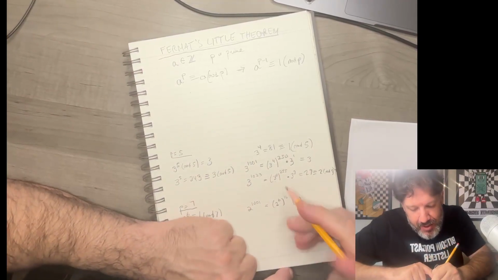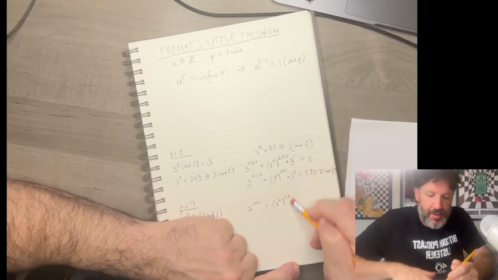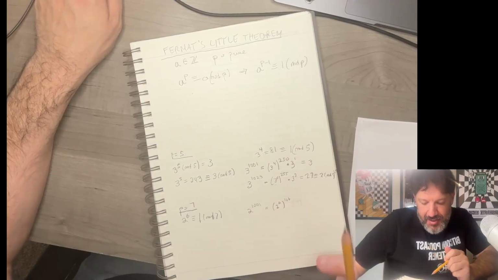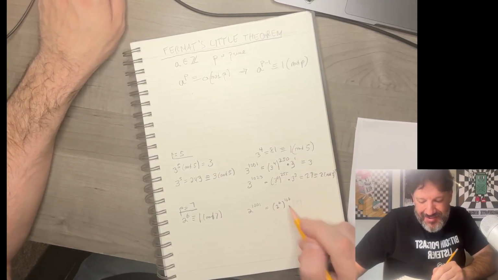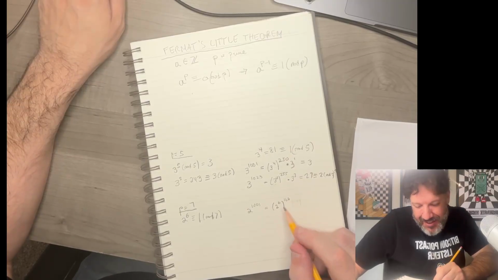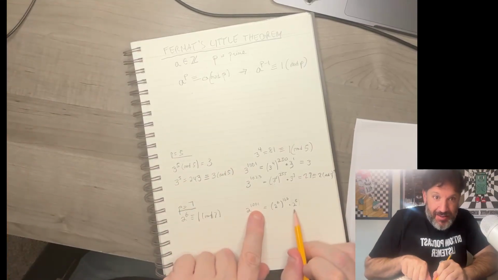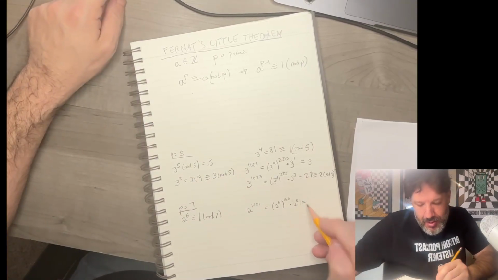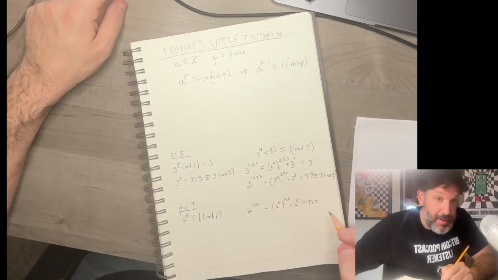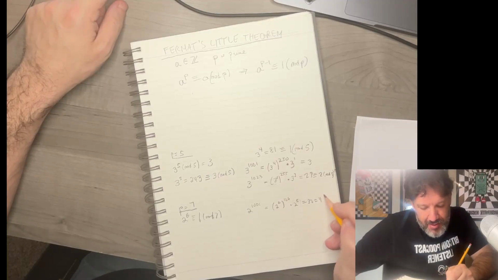Man, next time, I'm never going to do a video again without my calculator. But 2 to the 6th to the 166th is 2 to the 996, and that leaves 2 to the 5th remaining to get to 1001. So what I'm left with is 32, which is 4 mod 7.